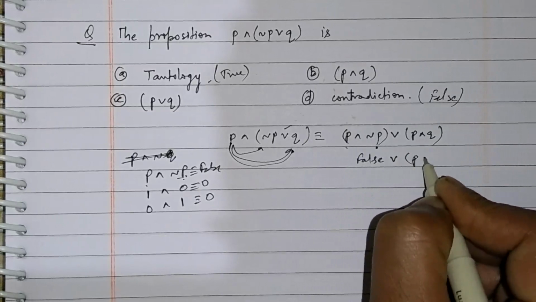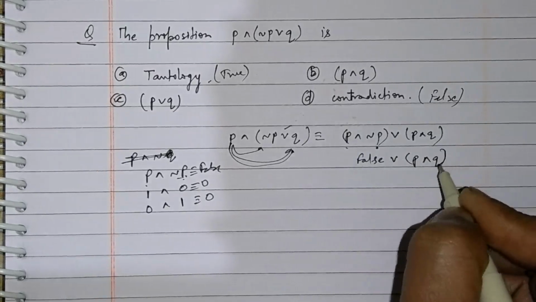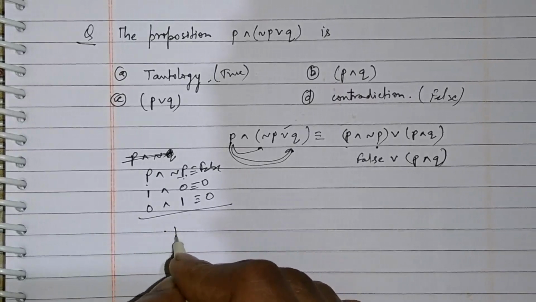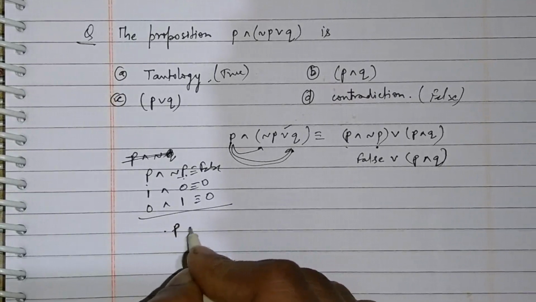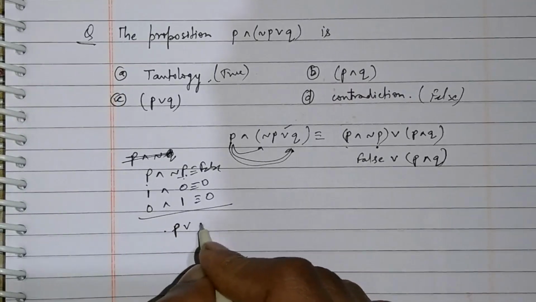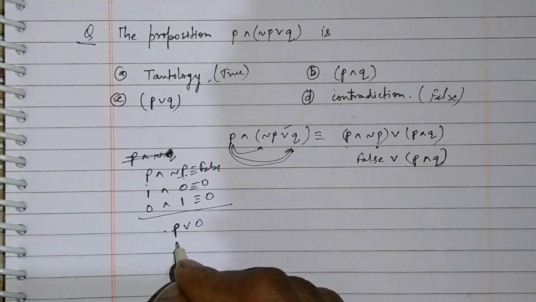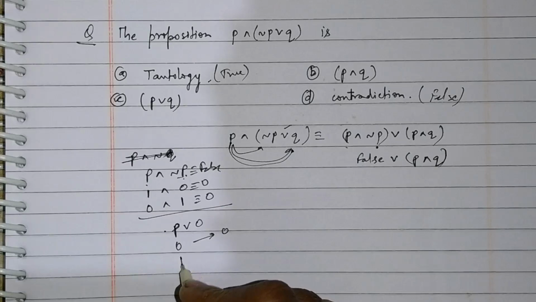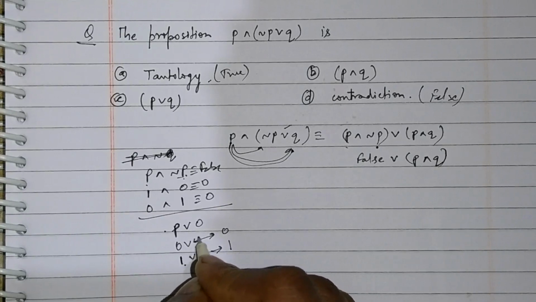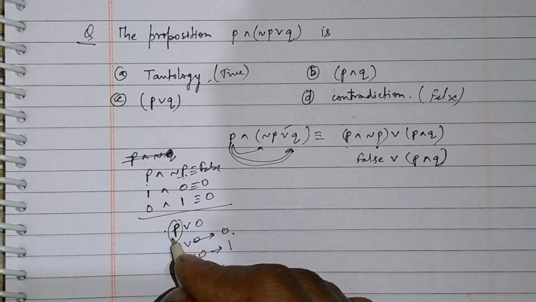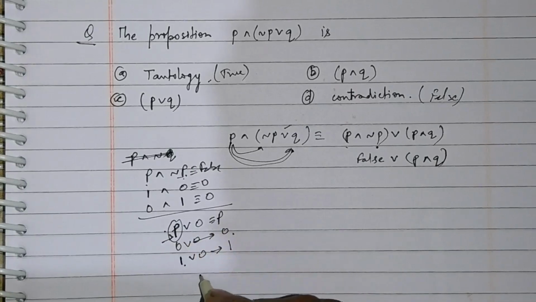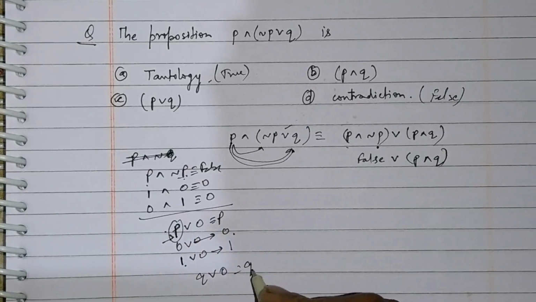or P and Q. Now see another thing. Whenever any proposition is ORed with 0, whenever P is 0, the result will be 0. Whenever P is 1, 1 or 0 is 1, and 0 or 0 is 0. So whatever it is in the place of P, the result will be P. So Q or 0 is also Q.